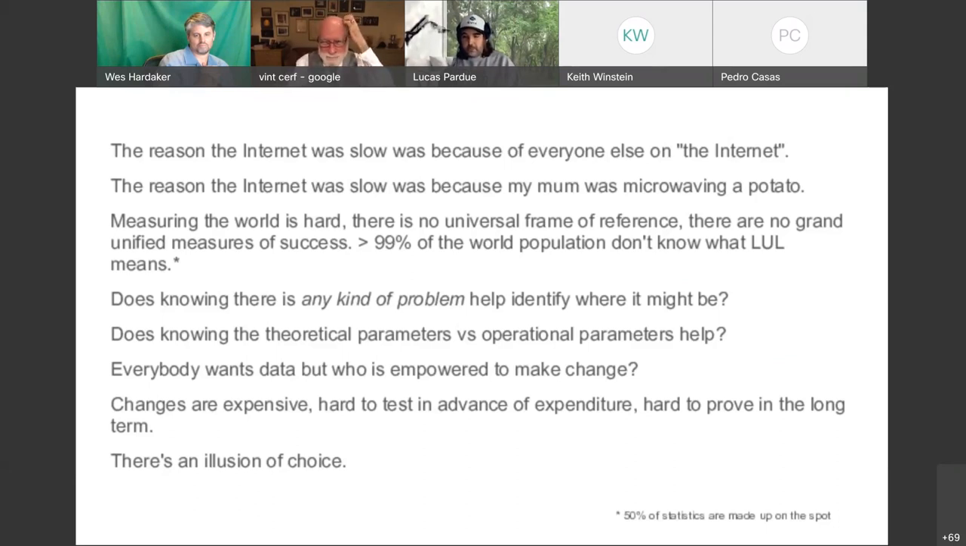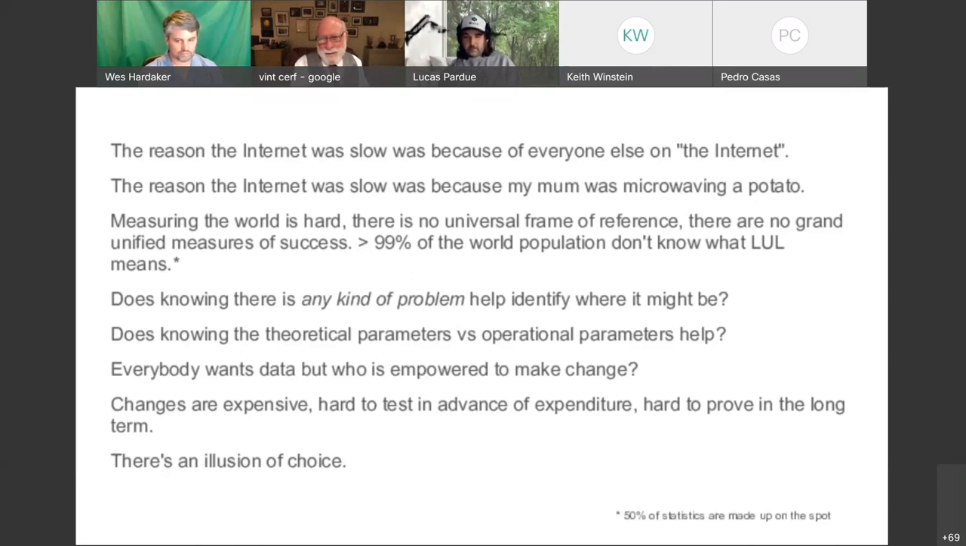I could plug into a wire. There's a diverse possibility of problems and solutions. And so measuring this stuff is hard. There's no universal frame of reference here, is the position we take. And there's also no grand unified means to combine these things together.